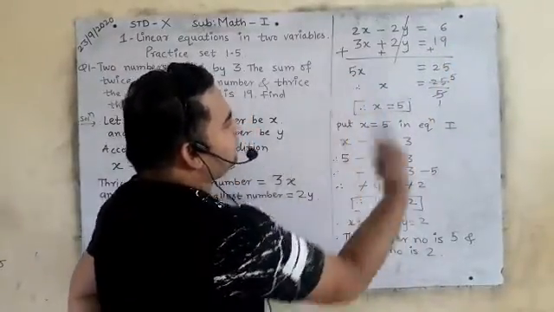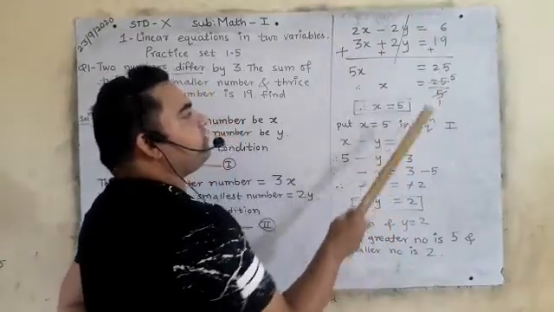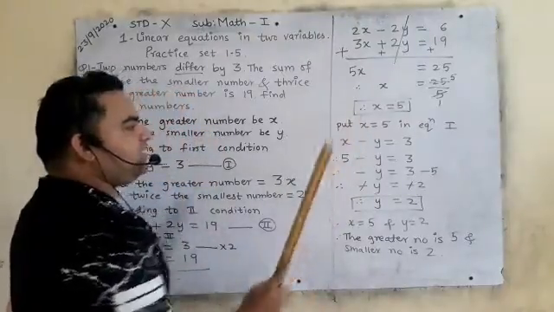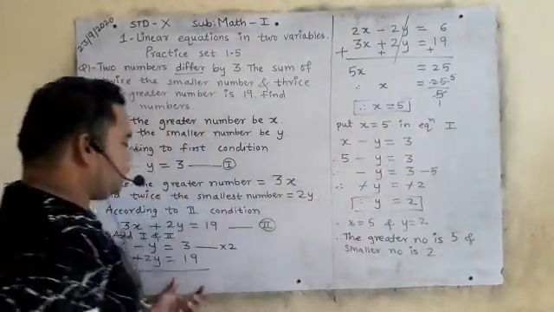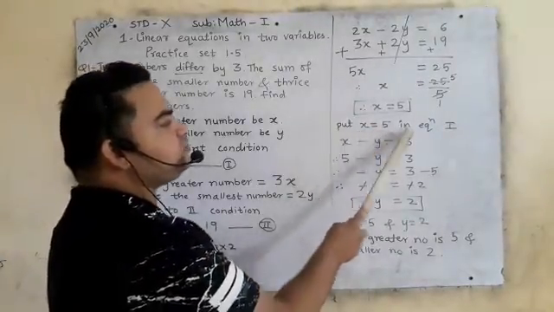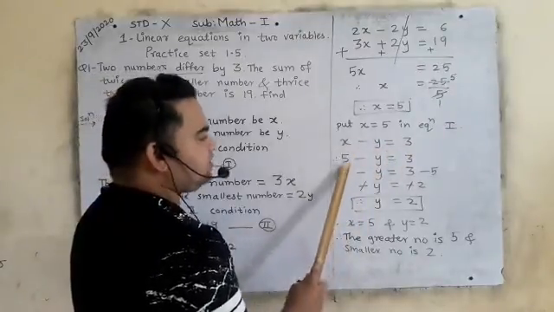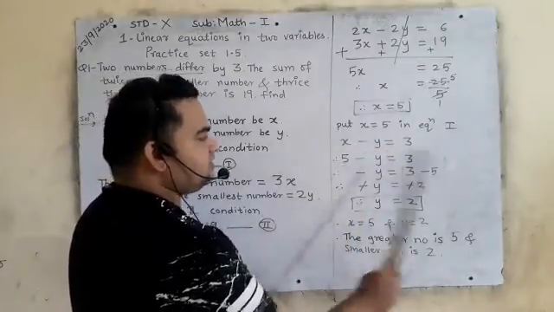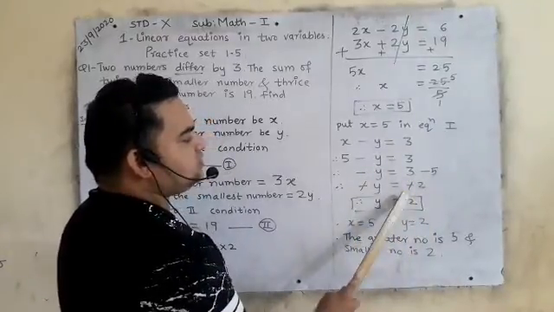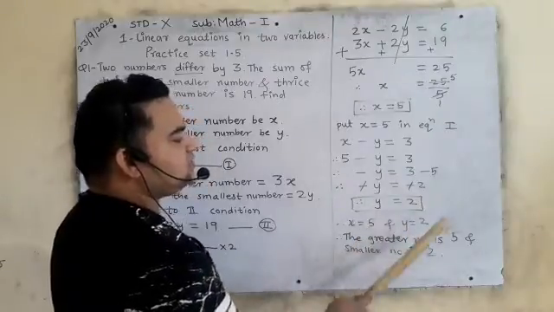Now this 5 will go to the right hand side. x is equal to 25 upon 5, 5 fives are 25. Therefore x is equal to 5. Now put x equal to 5 in equation 1 or 2, anywhere. But 1 is very simple, that's why I have put x equal to 5 in equation 1. x minus y is equal to 3, in place of x we write 5. This 5 will go to the right hand side as minus 5. So minus y is equal to minus 2. Minus minus will get cancelled, therefore y is equal to 2.